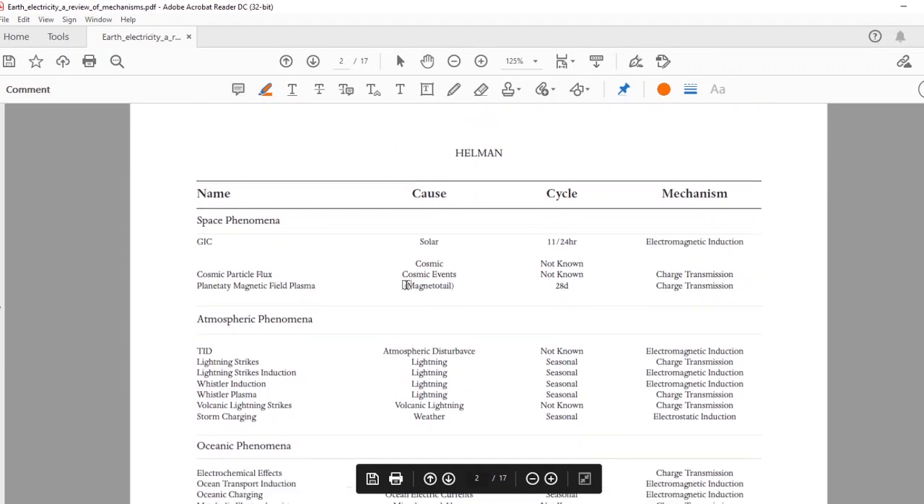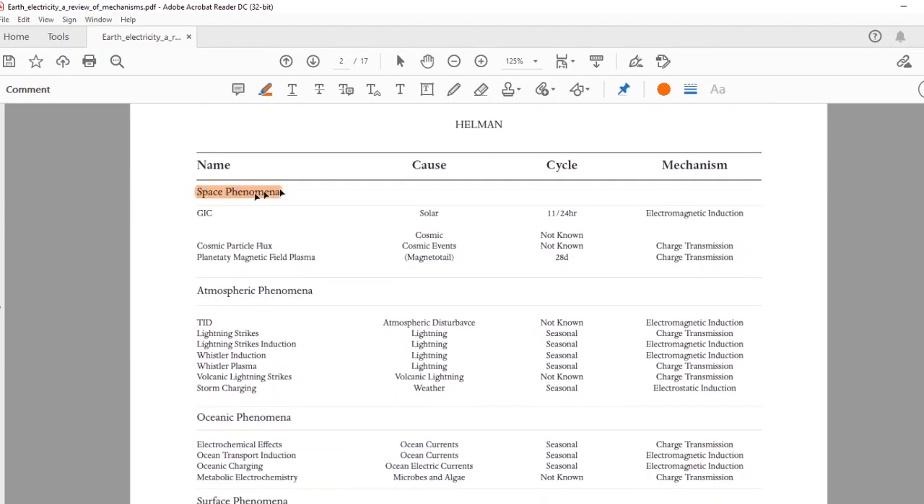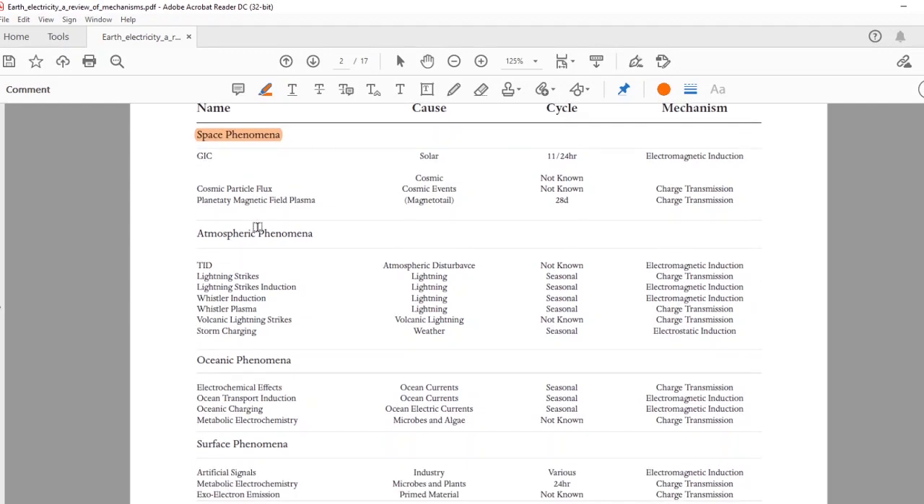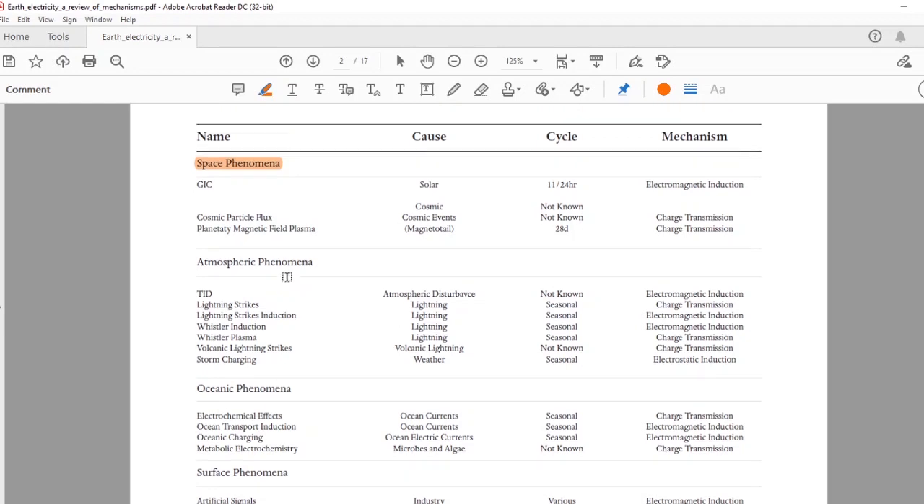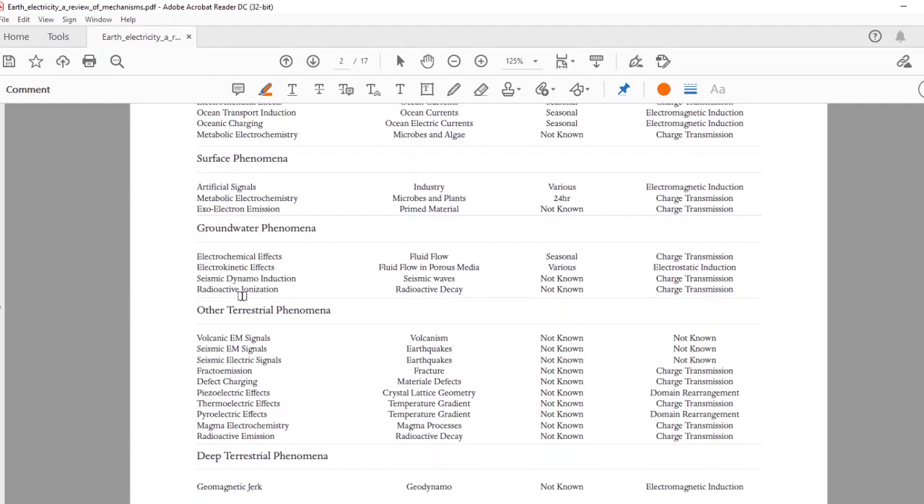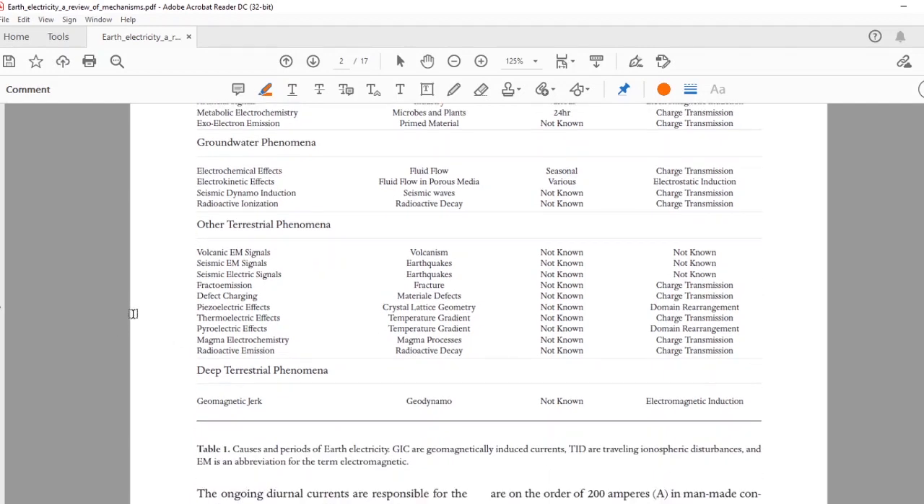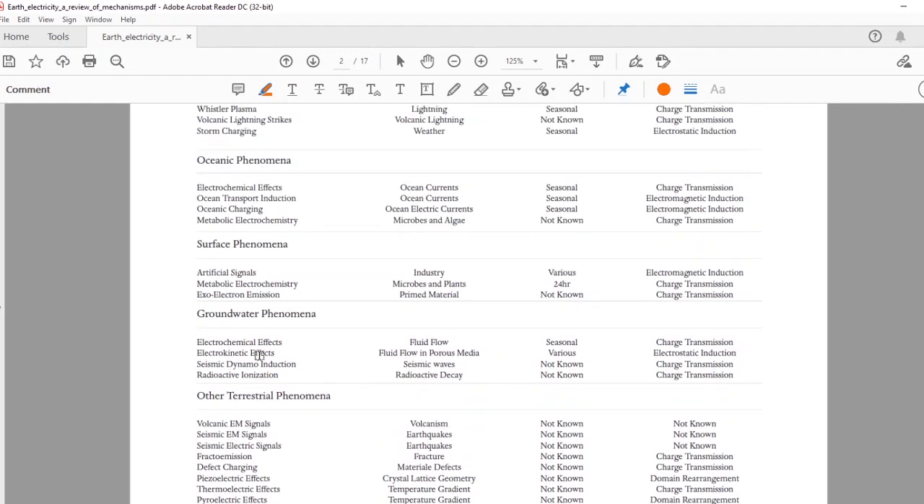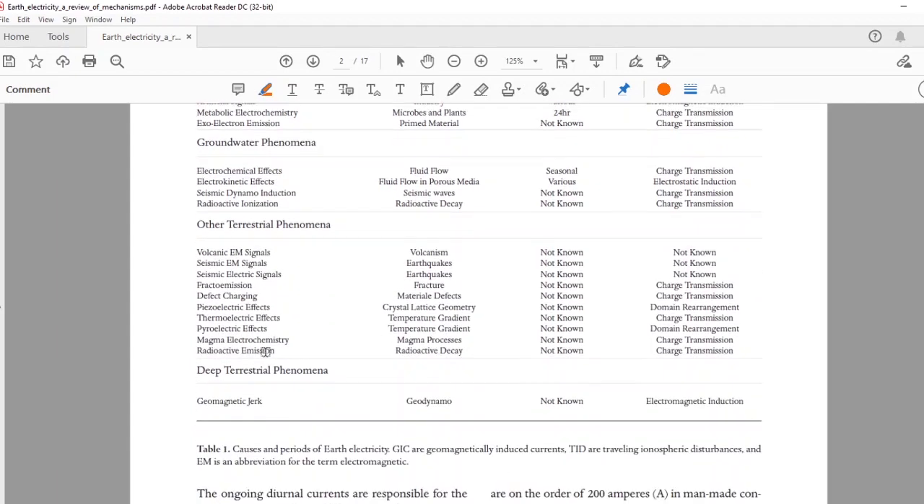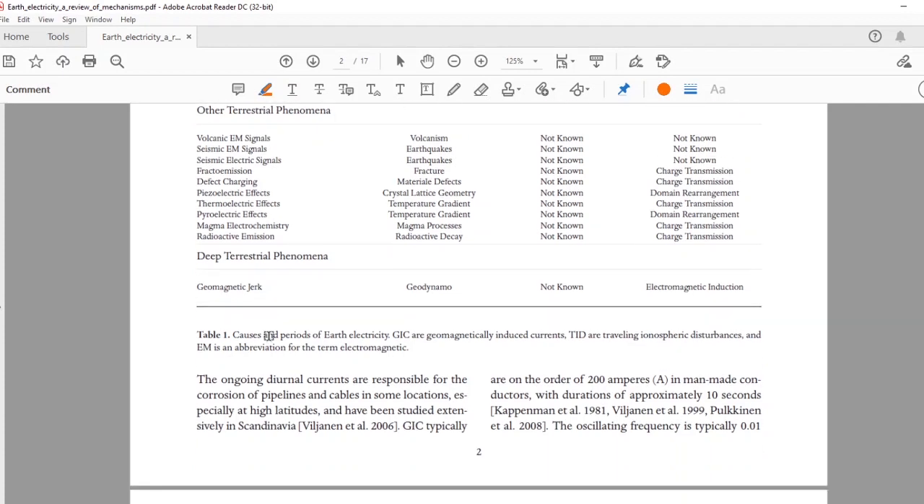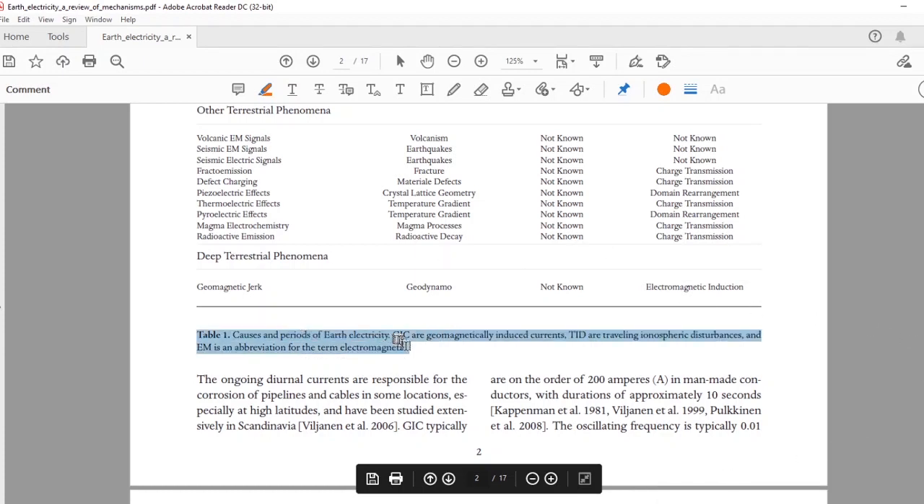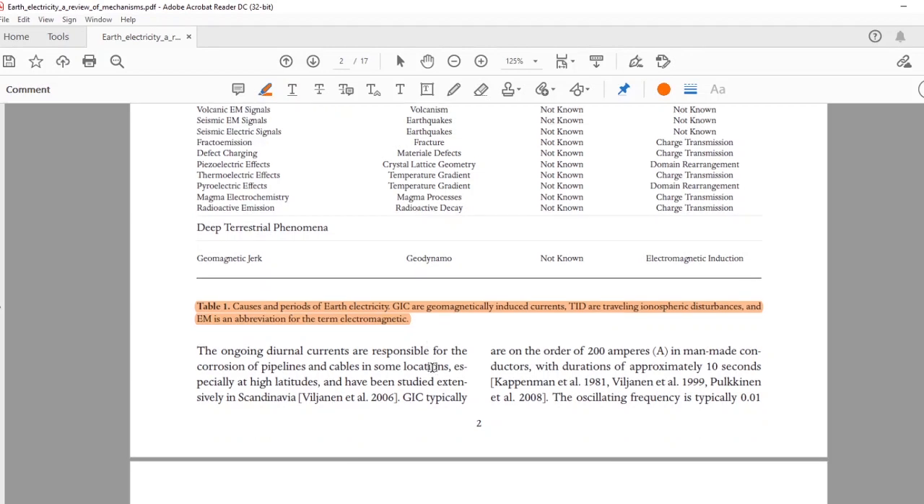This is Table 1. You can see space phenomena, GIC. They're giving you this chart here. I'm just going to kind of show it. I'm not going to go into all of it, but you can see the different types of charges within the Earth: volcanic, seismic, fractal emissions, defect charging, piezoelectric effects. There are a lot of different types of charges in the Earth, and it's important because this is the Earth's heartbeat circuit that I'm talking about. So it's important to see the different ways that energy can move across the plate. This says Table 1, causes and periods of Earth electricity. GIC are geomagnetically-induced currents.